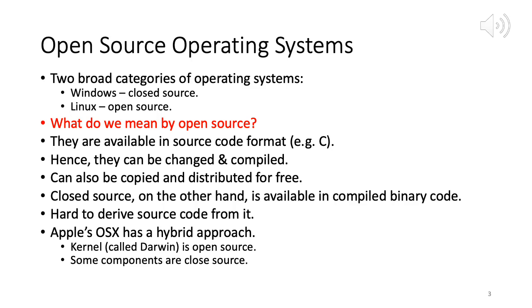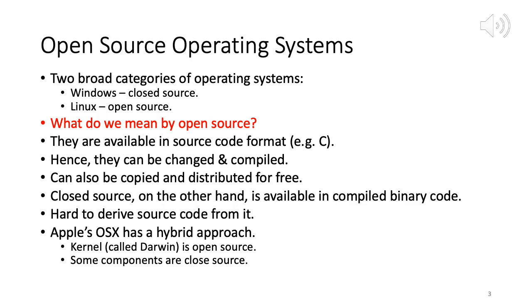Closed source, on the other hand, is available in compiled binary code. So the code has already been compiled and the binary code is available. As you can see, it's a bunch of zeros and ones. It's next to impossible to derive the source code from the compiled binary. So that is closed source.